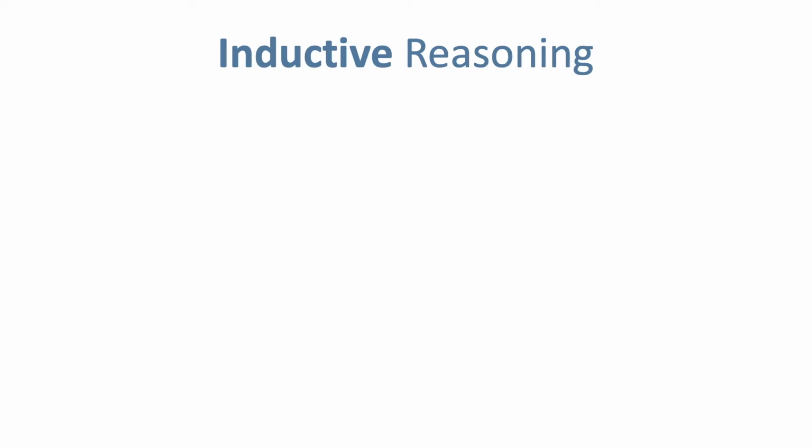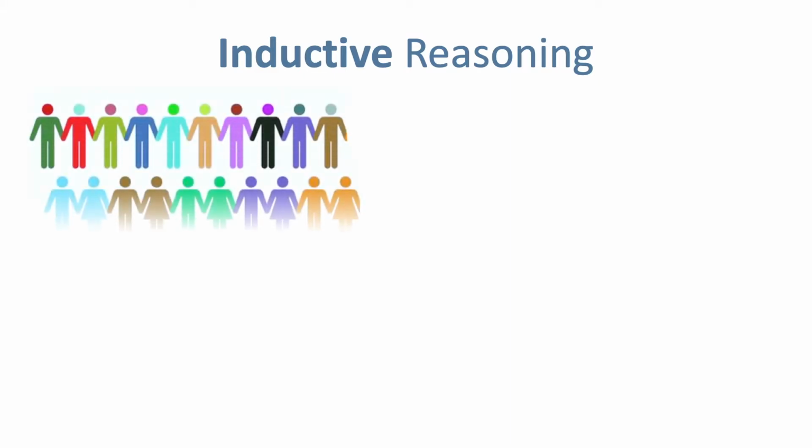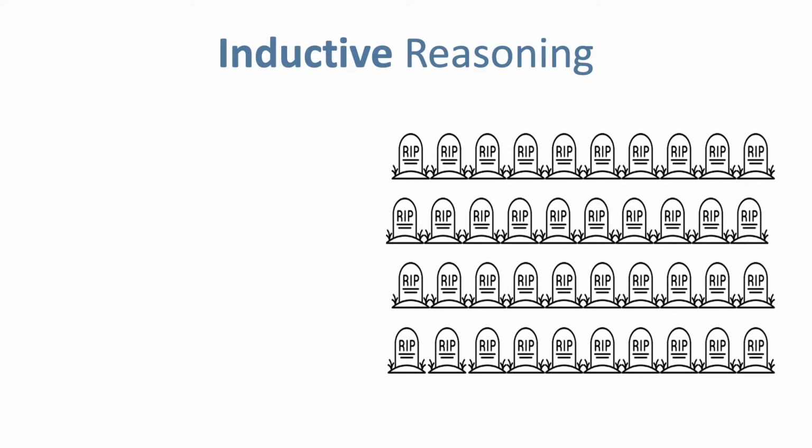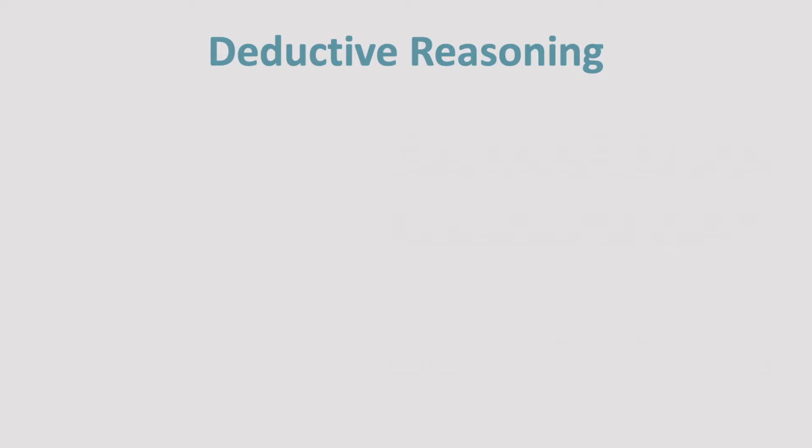Inductive reasoning moves from specific examples to a generalization or a theory. For example, all of the evidence we have suggests that all people die, so we conclude that people are mortal. Since we have a lot of evidence for this, it would be considered strong induction. If we base conclusions on fewer examples, it's called weak induction. Deductive reasoning works in the opposite direction, applying an existing theory to a particular case.